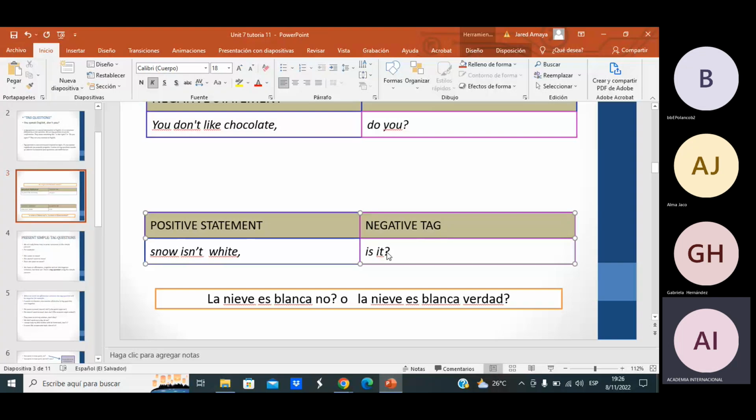Por eso digo que es confuso, pero ya cuando uno le entiende es bien sencillo, prácticamente nos da la misma respuesta aquí. Si es negativa, aquí va a ser afirmativa, y viceversa. Ahora, ¿tenemos una idea más clara en este ejemplo? ¿O se siente confuso?